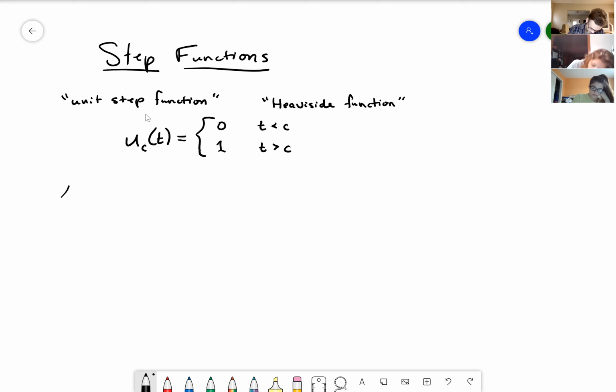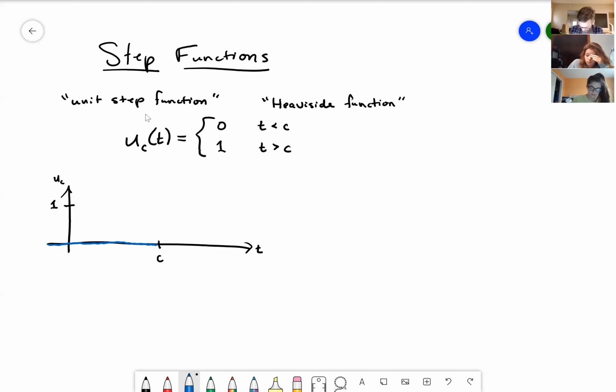Now draw a picture of this. So let's say this is 1 right here on the output axis. We'll call this axis UC, this axis T, and maybe right here is C. So the way this function looks is it is 0 all the way up to C, and then at C suddenly makes a jump up to 1, and then it stays at 1 forever. Okay.